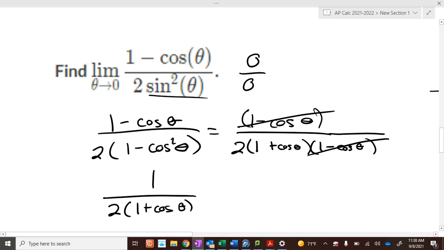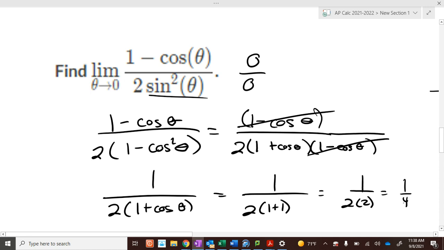What's the cosine of 0? 1. So we have 1 over 2 times 1 plus 1, which is 1 over 2 times 2, which is 1/4. Oh, I found an answer. The limit of that is 1/4.